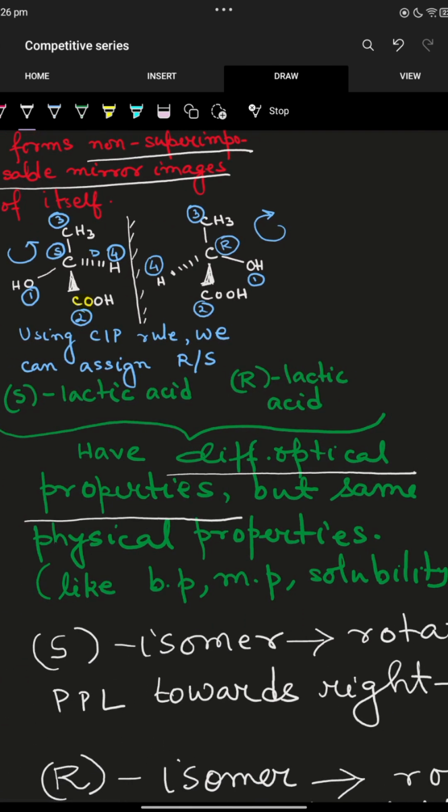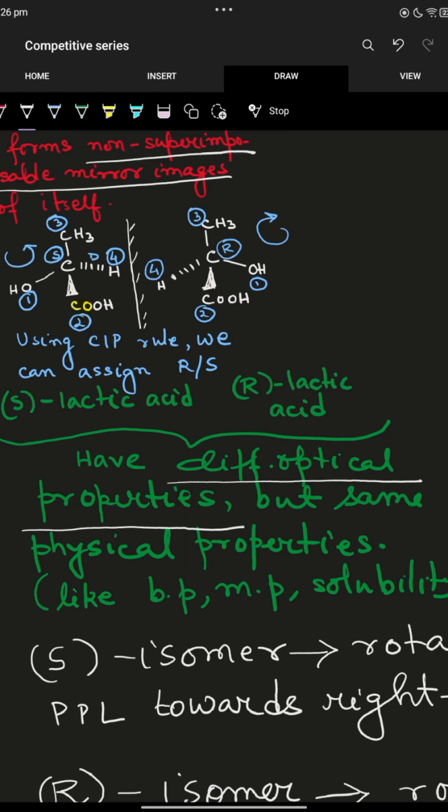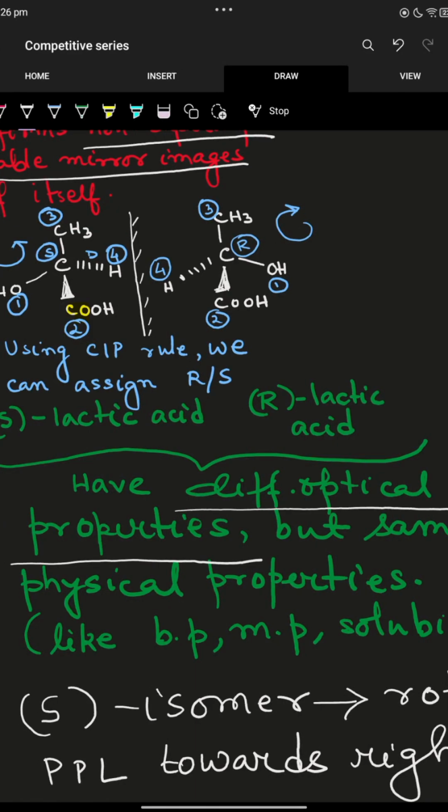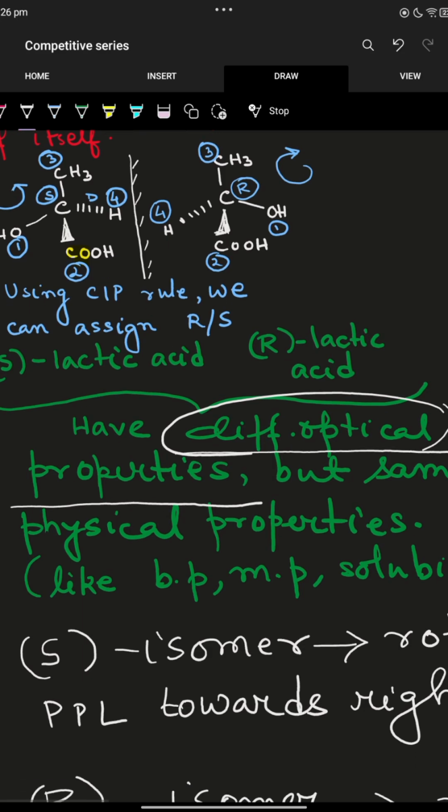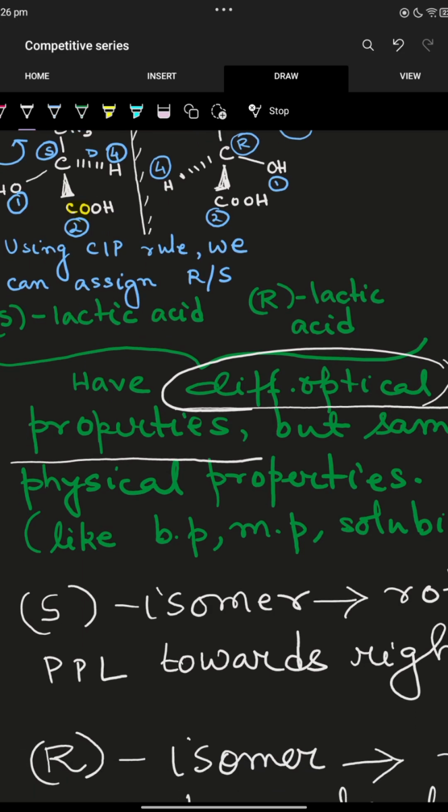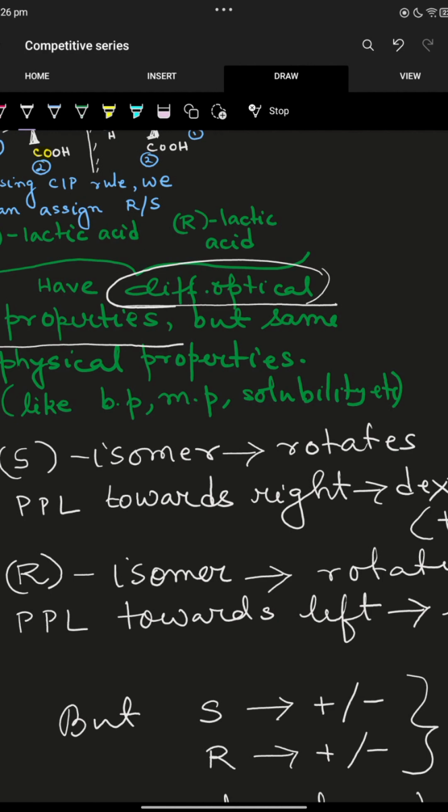Now, S lactic acid and R lactic acid have different optical properties. They are stereoisomers, but they have different optical behavior. If one is dextro, the other will be levo. For dextro I can give plus, for levo I can give minus. But they have the same physical properties, such as boiling point, melting point, solubility, density, etc.